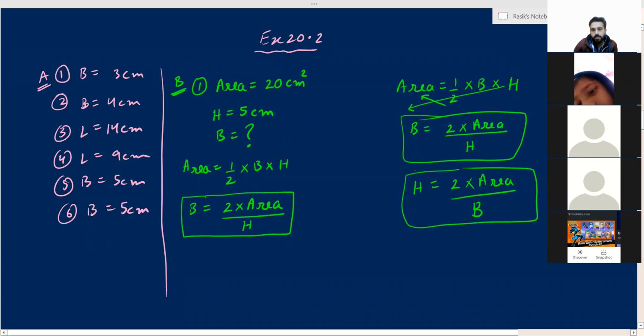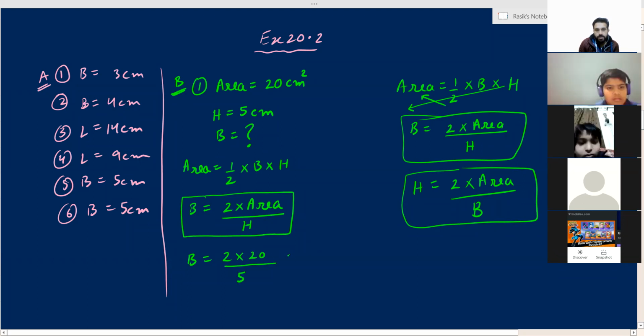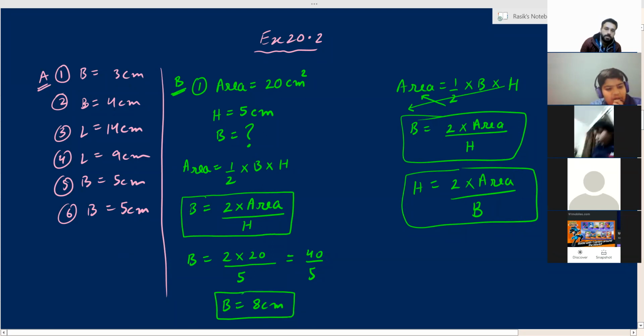Okay. So what will the answer be? I am doing it here on the screen, everyone. 2 into area. Area is 20. Sorry, height is 5. So, 2 into 20 is 40. 40 upon 5. What is 40 upon 5? 8 centimeters. So, my answer is correct. First, multiply the numerators and then divide by 5. You will get 8 centimeters. Okay. All of you got it?